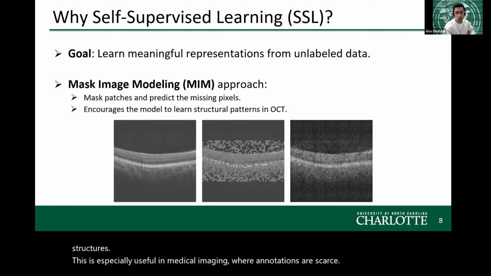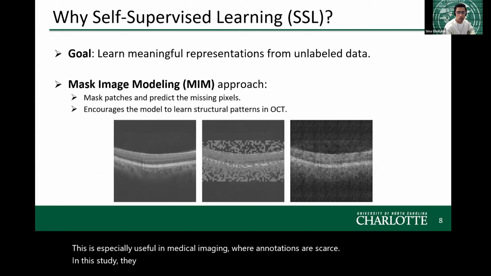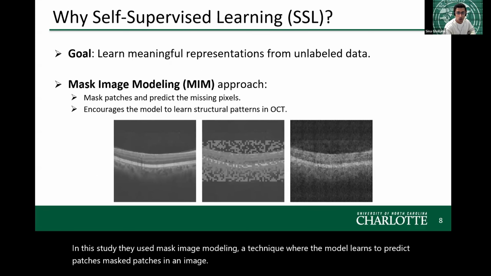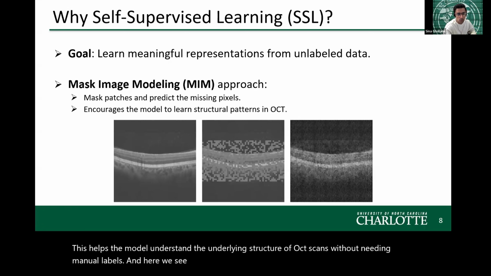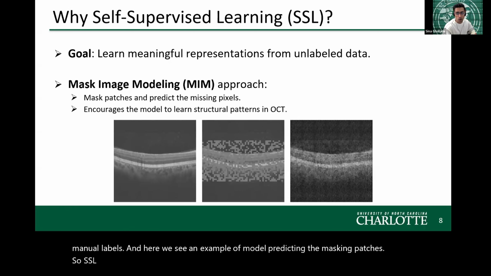In this study, we use masked image modeling, a technique where the model learns to predict masked patches in an image. This helps the model understand the underlying structure of OCT scans without needing manual labels. And here we see an example of the model predicting the masked patches. So SSL helps create more robust and generalizable models.